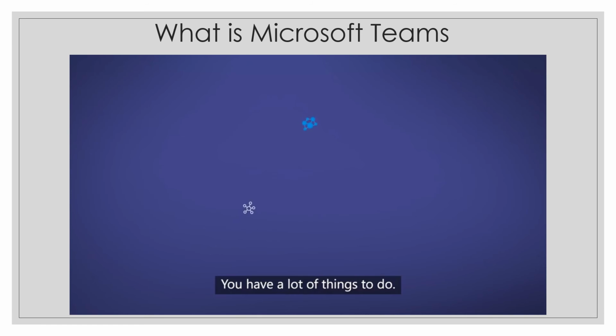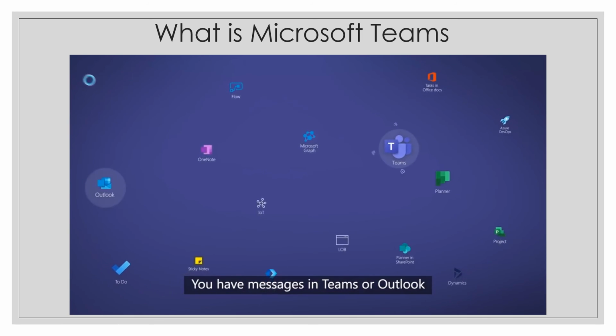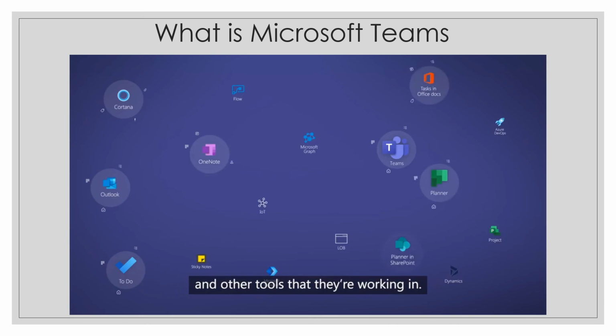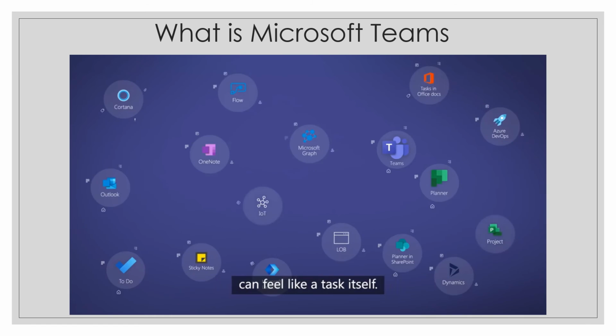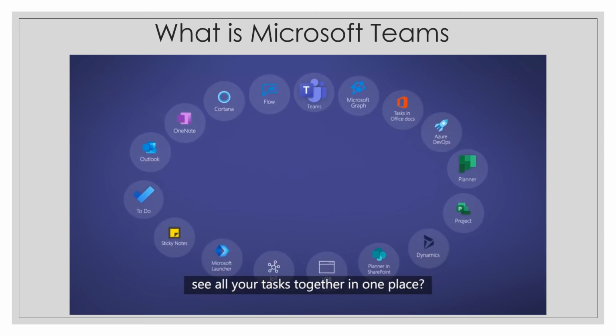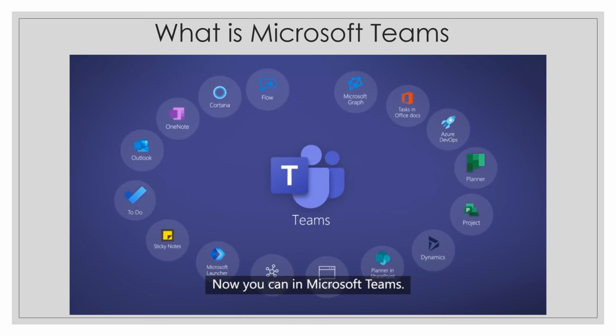You have a lot of things to do, and your tasks are scattered all over the place. You have messages in Teams or Outlook that you need to respond to, and follow-ups for yourself in To-Do, OneNote, and Cortana. Meanwhile, your colleagues have assigned tasks to you in Planner, Office documents, and other tools that they're working in. Keeping track of all your tasks can feel like a task itself. Wouldn't it be great if you could see all your tasks together in one place? Now you can in Microsoft Teams.